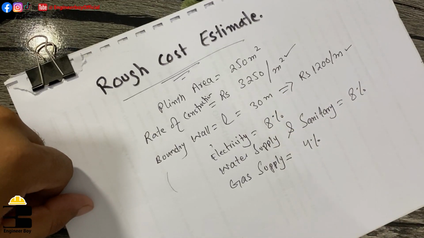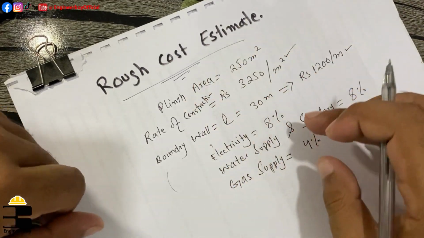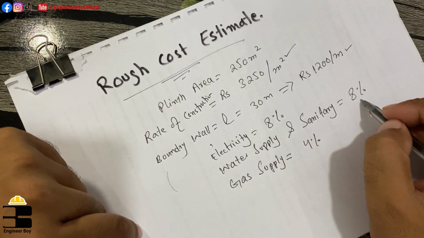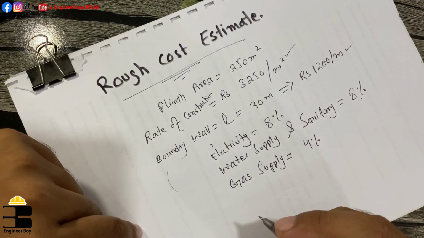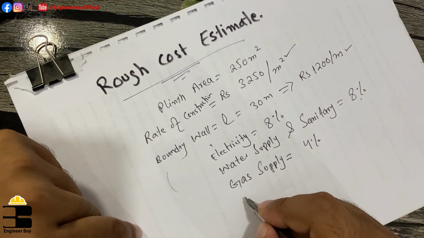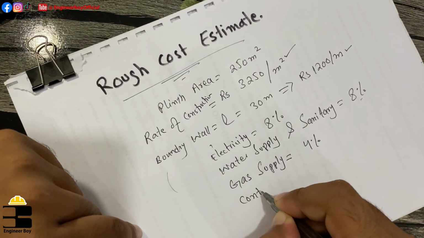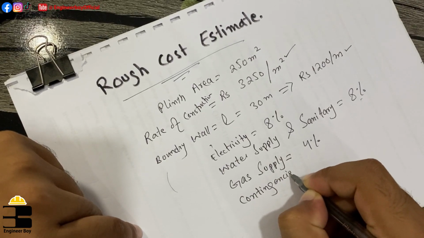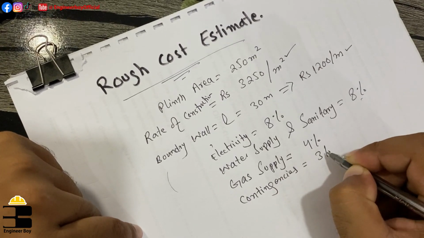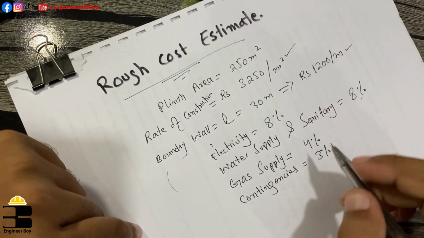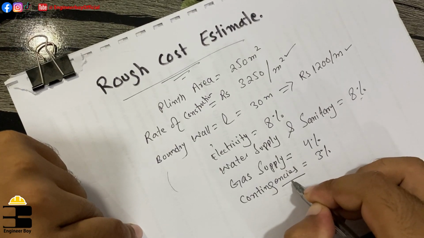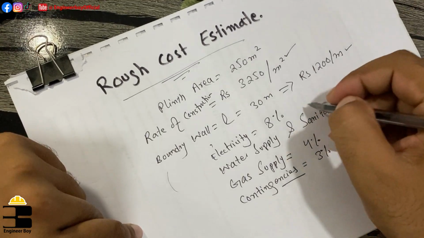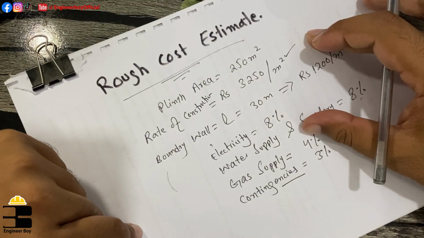These things can be different, but these are just normal. I have seen in many books these things are normal, like 8%, 4%, and then contingencies. Contingencies are taken as 3%. Contingencies can be the extra material, the extra cost, which is 3% of the total estimated rough cost estimate.